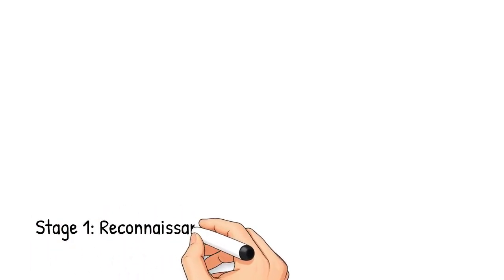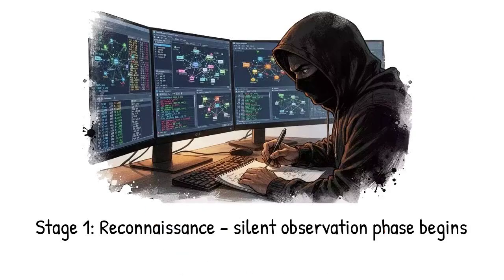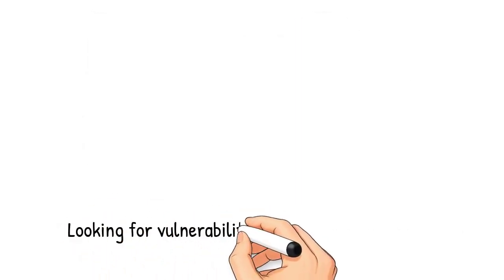Every attack begins with reconnaissance. This is the stage where attackers gather information about the target. They scan IP addresses, map networks, identify open ports, analyze DNS records, and search for exposed servers. They look for outdated software, weak configurations, and forgotten systems.